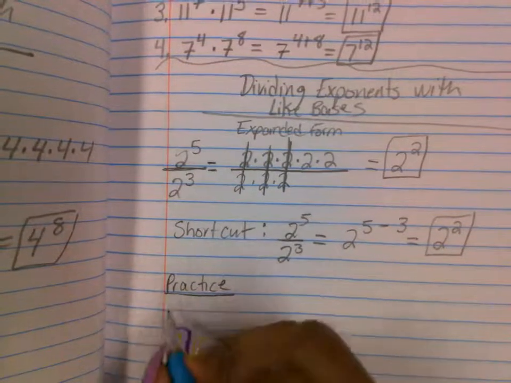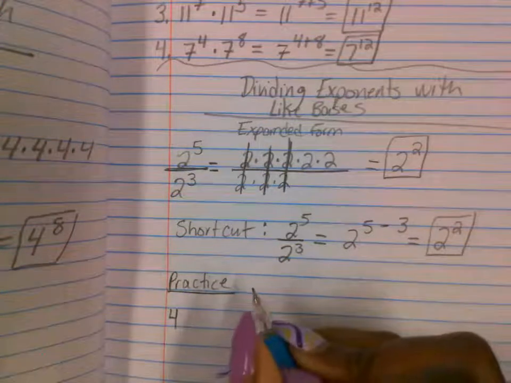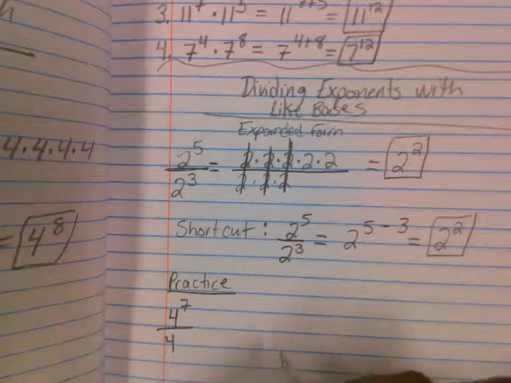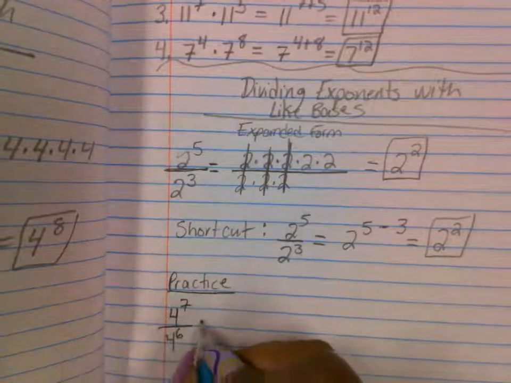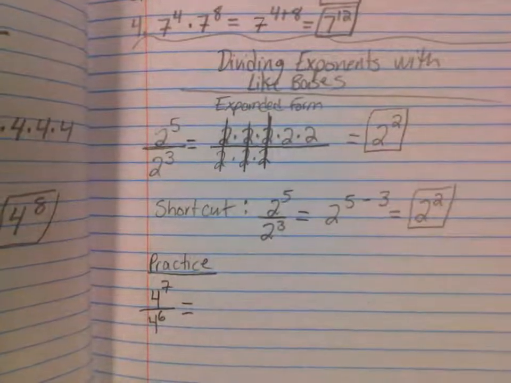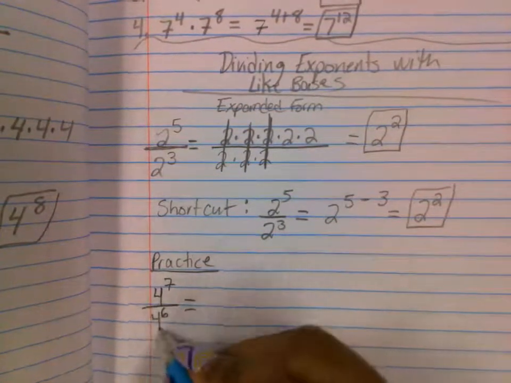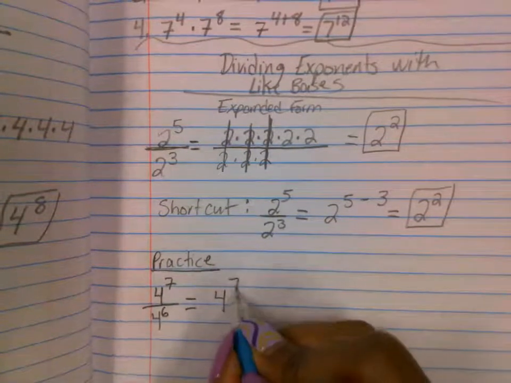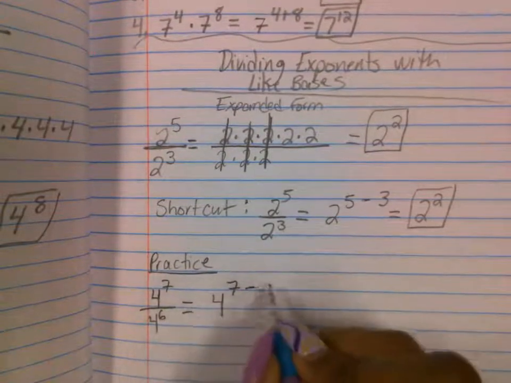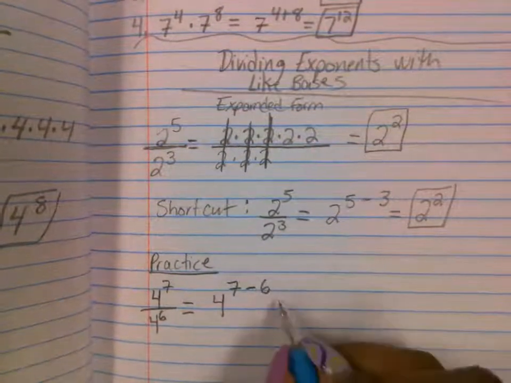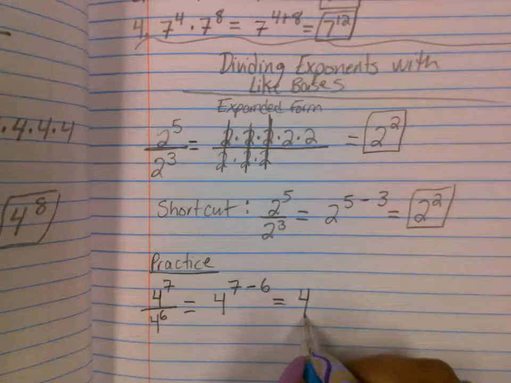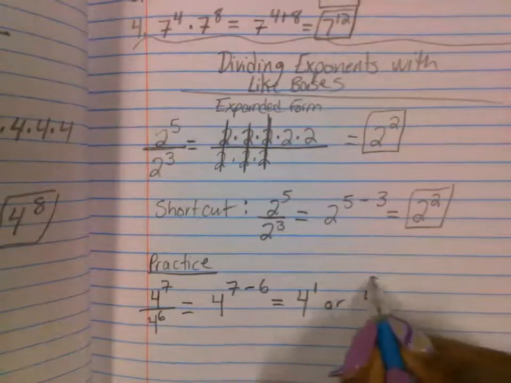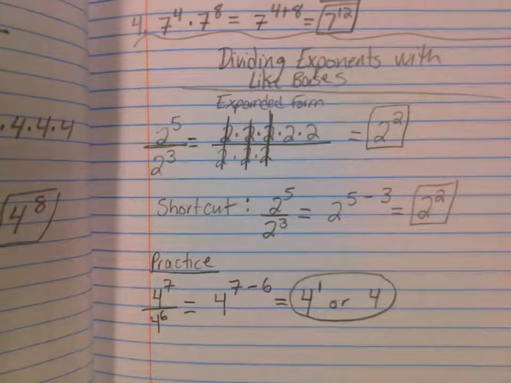You ready? All right, we have 4 to the 7th power divided by 4 to the 6th power, okay? So we're going to use our shortcut. The bases are alike, so we can subtract the exponents. The top exponent goes first, so that's 7 minus the bottom exponent, 6. So this is going to give us 4 to the first power, or we can write it as just what? 4. Okay?